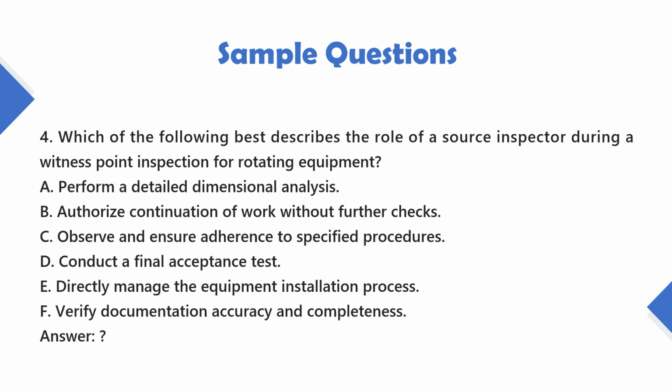4. Which of the following best describes the role of a source inspector during a witness point inspection for rotating equipment? A. Perform a detailed dimensional analysis. B. Authorize continuation of work without further checks. C. Observe and ensure adherence to specified procedures. D. Conduct a final acceptance test. E. Directly manage the equipment installation process. F. Verify documentation accuracy and completeness.